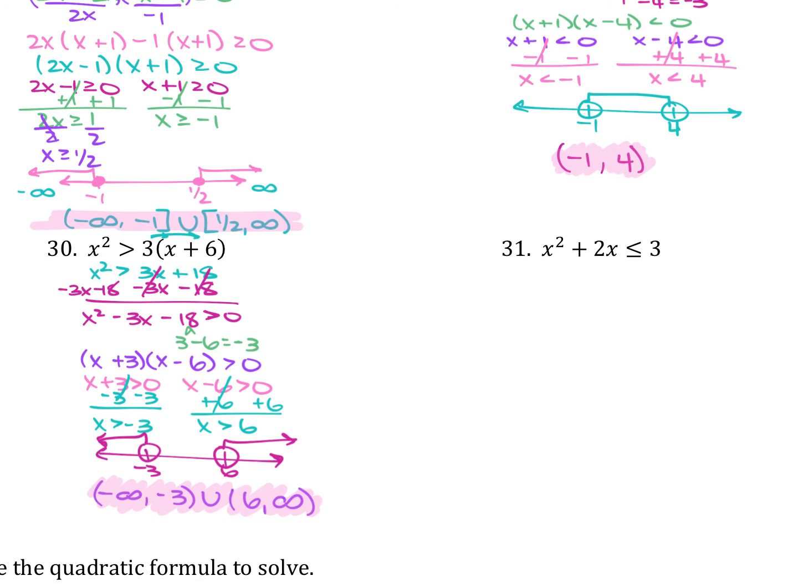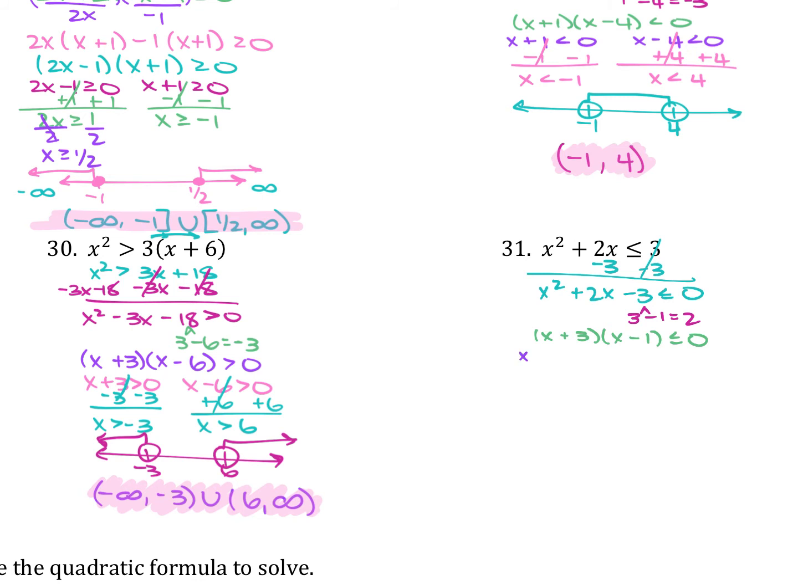For 31, you have x squared plus 2x is less than or equal to 3. For this one, we're going to move that 3 over by subtracting it from each side, so that all of our terms are on the same side. This gives us x squared plus 2x minus 3 is less than or equal to 0. Your factors of negative 3 that add up to positive 2 are 3 and negative 1. So this factors out to be x plus 3 times x minus 1 is less than or equal to 0.